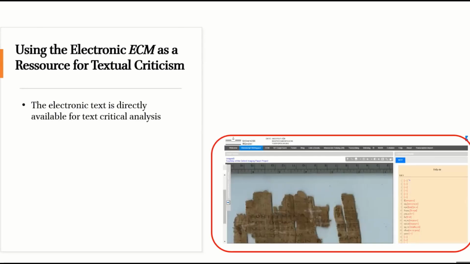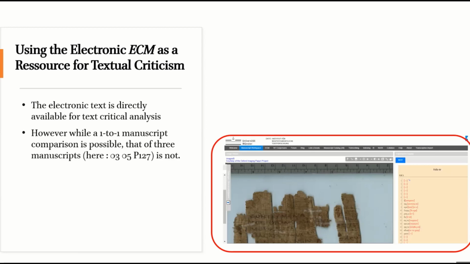Because the interest is also to compare modern tools with ancient ways of working in textual criticism, we are lucky enough to have the ECM, the Editio Critica Major, which gives the availability of electronic texts of manuscripts. Here we can see the papyrus with its transcription, which is obviously a handy way of not having to rewrite everything from scratch. And we can also compare it to the papyrus itself. With this electronic ECM, with a couple of clicks, you can access the passage you want.